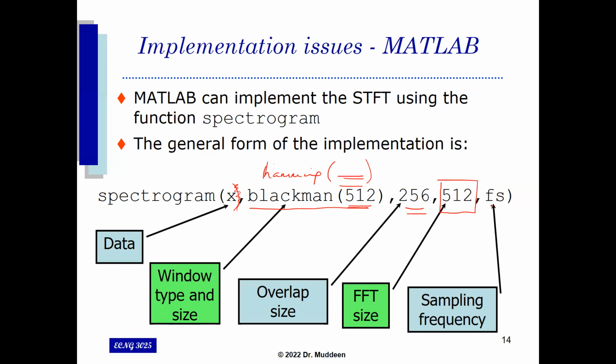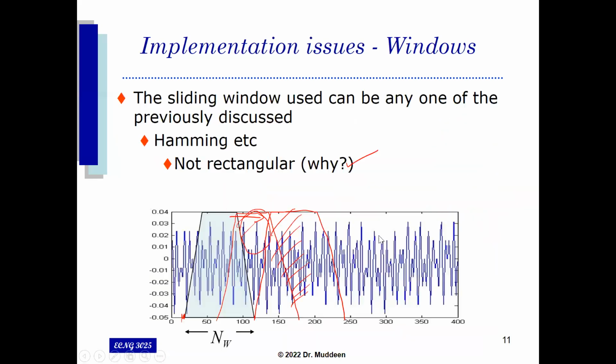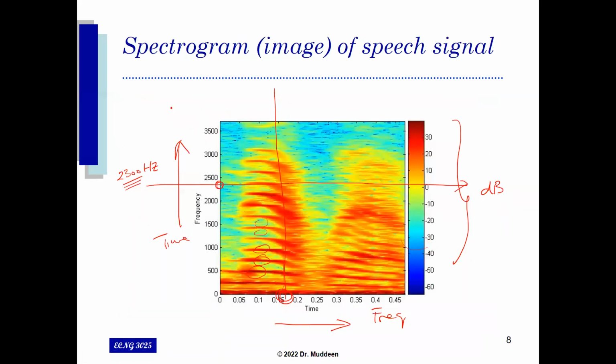Then you tell it the sampling frequency that you're using. That determines how it plots the frequency components accurately for you. If you don't tell it fs, then instead of frequency on this axis, what it would give you is something called normalized frequency in radians, right?